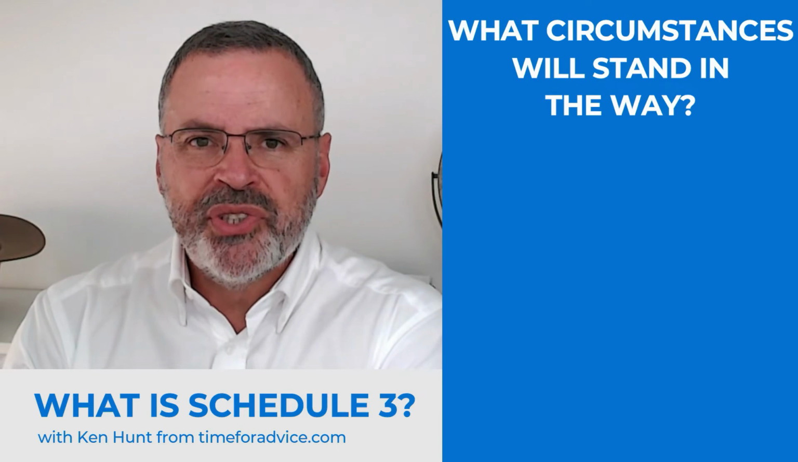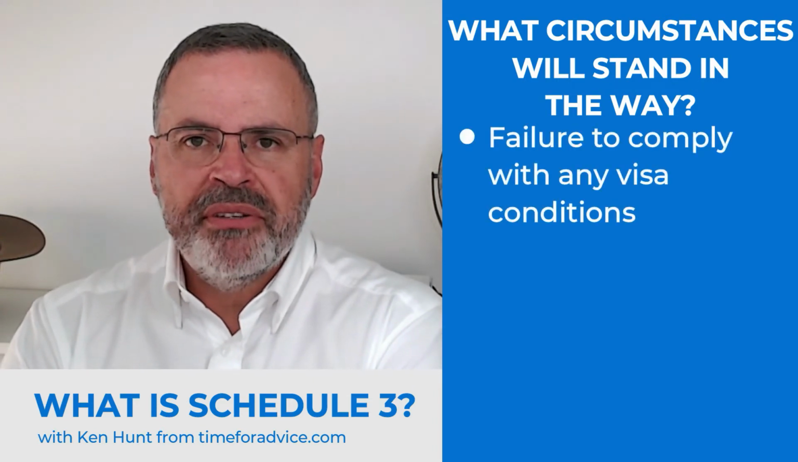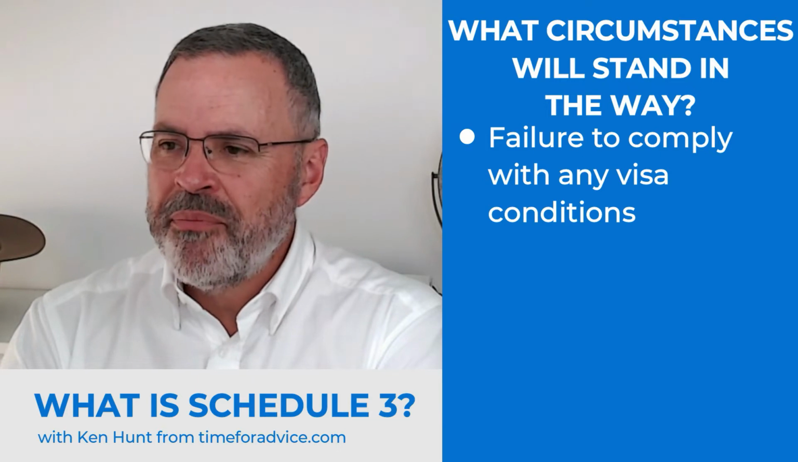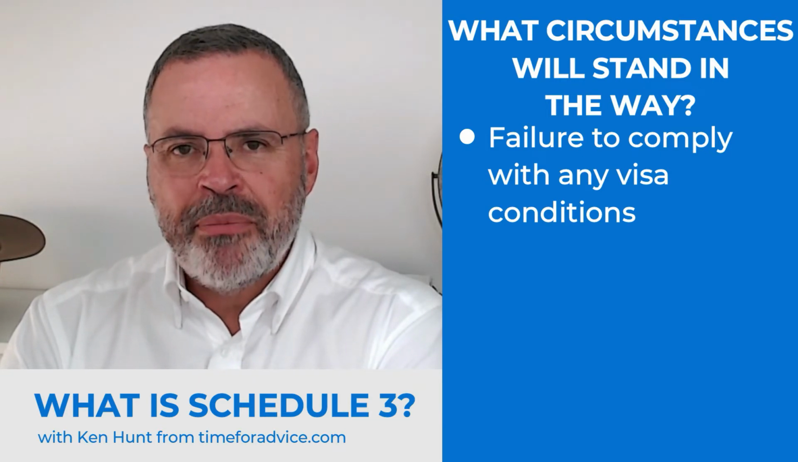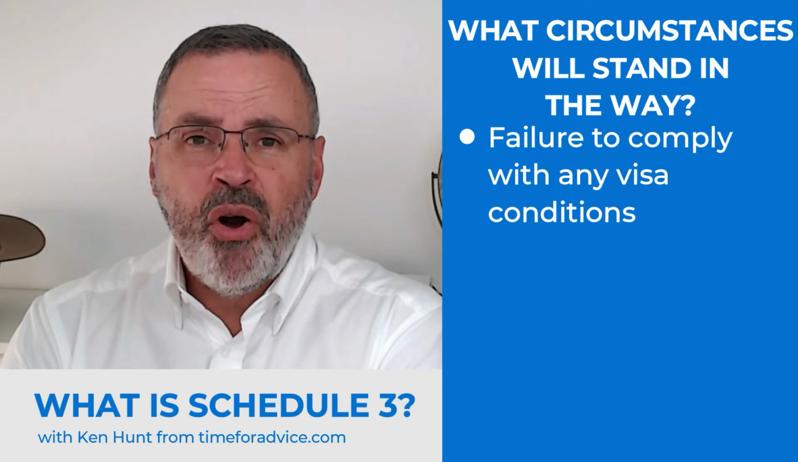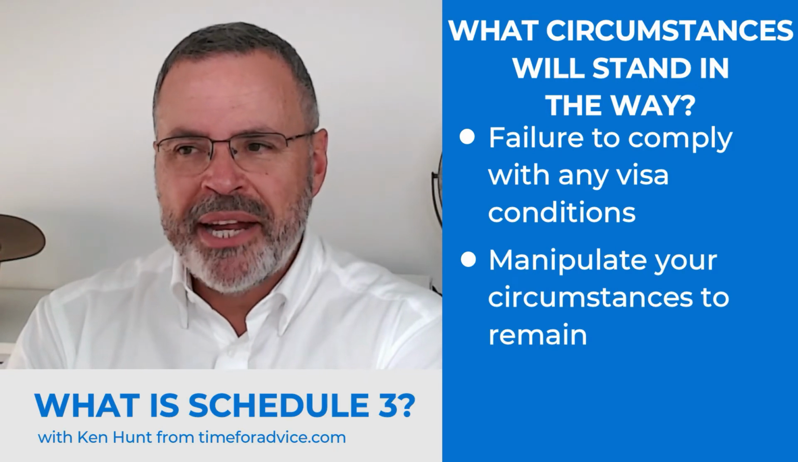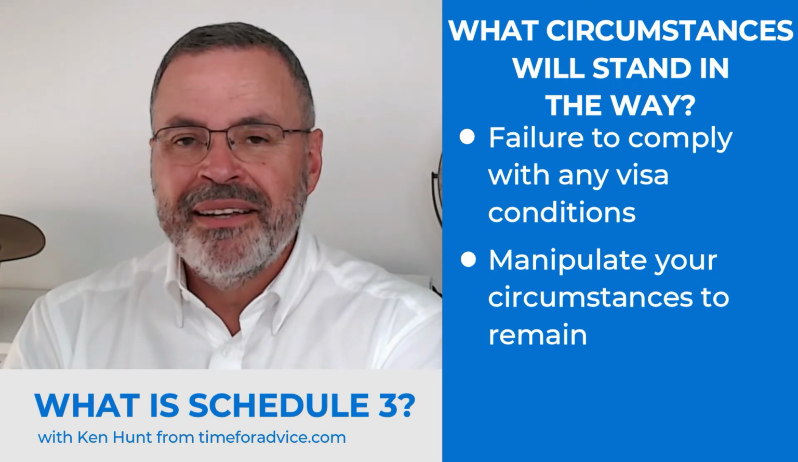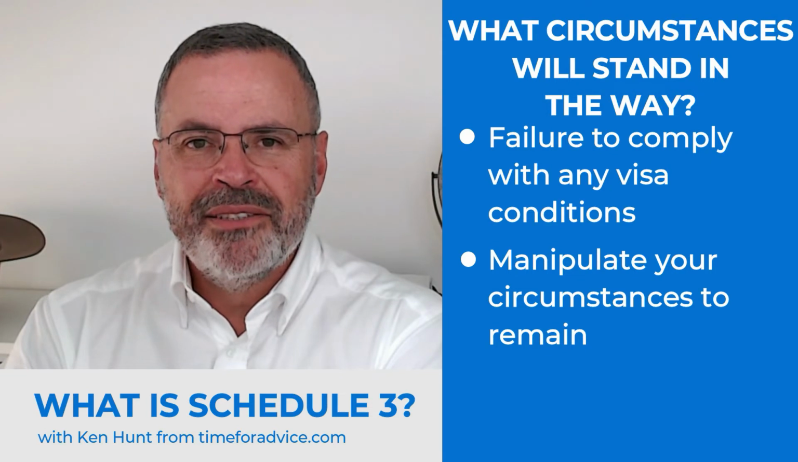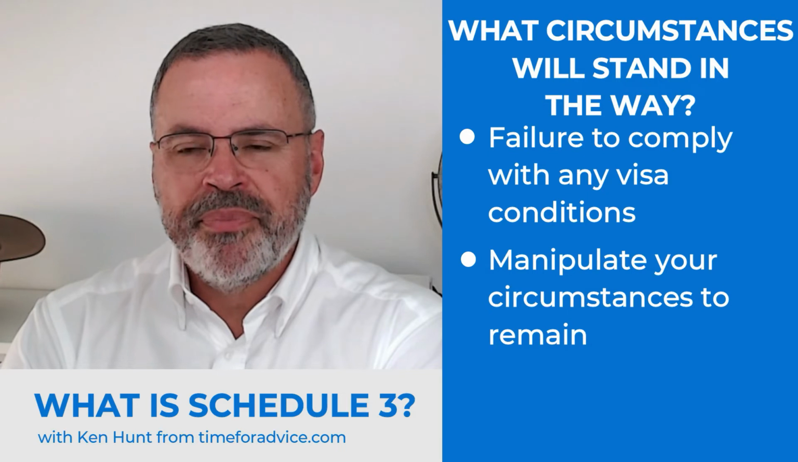What circumstances will stand in the way of satisfying Schedule 3? Well, if it's shown that you've had a failure to comply with any previous visa conditions, that will hinder the application of Schedule 3. If it can be implied that you're deliberately trying to manipulate your circumstances to remain in Australia, then that can severely impact the ability to satisfy Schedule 3.